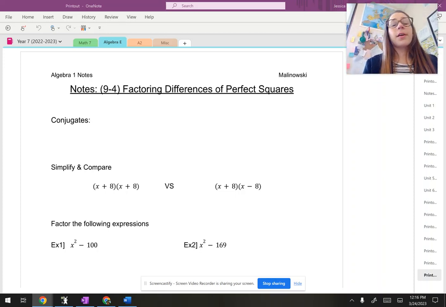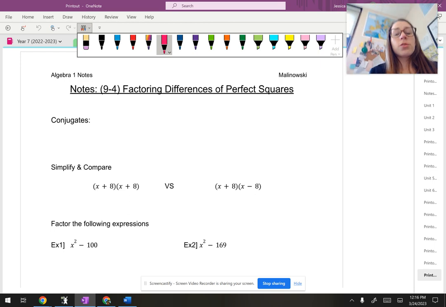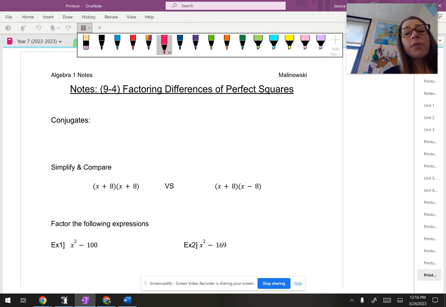Happy math. Yay. So, 9-4 algebra notes: factoring differences of perfect squares. So, some key vocab to start off.